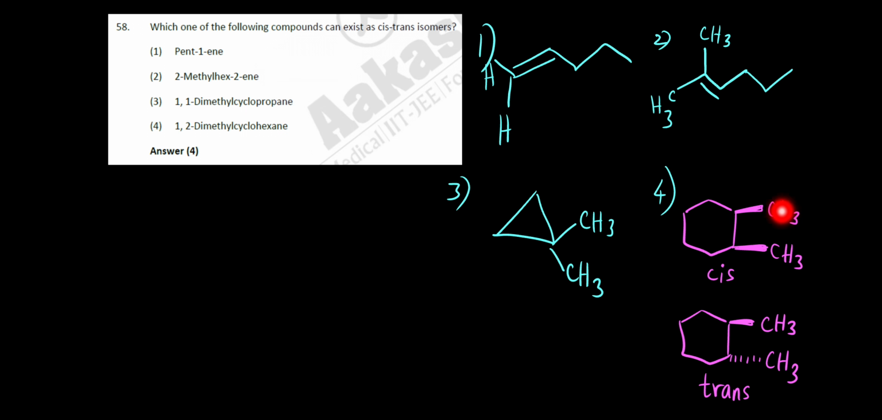Fourth one, it is vicinal position, meaning adjacent position. So both methyls can be cis, that is both are above the plane, or one can be above, one can be below. So cis and trans. So here geometrical isomerism is possible. So the only correct answer is option 4.